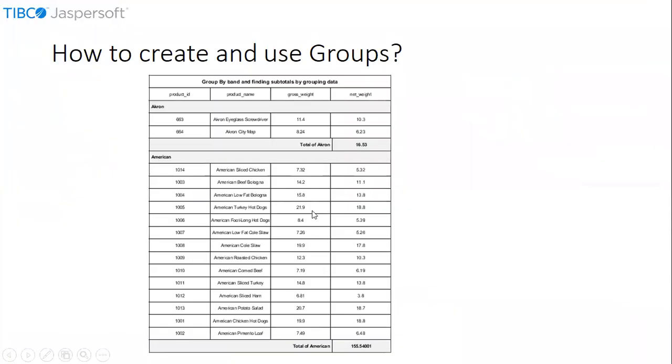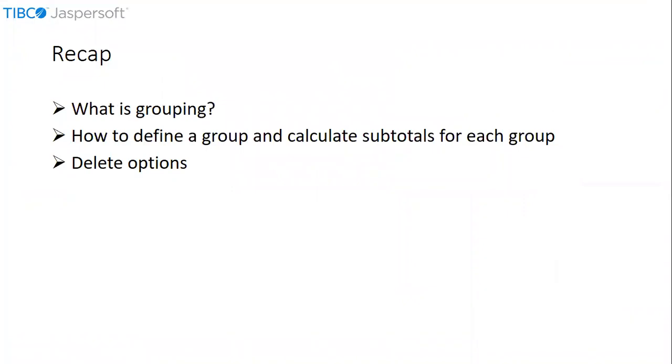Firstly, we have seen what is grouping and we have seen an example on grouping. Then we took a look at how to define a group and how we can calculate subtotals for each group. And after that, we have seen some of the advanced properties that we can apply when we work with groups. And finally, we have seen what are the delete options associated with a group.